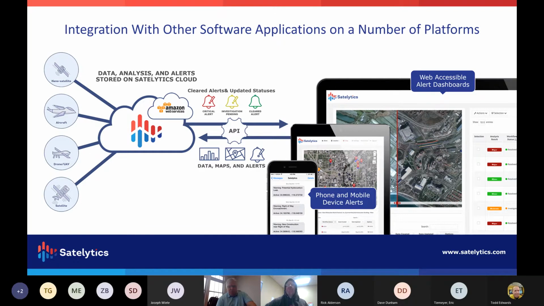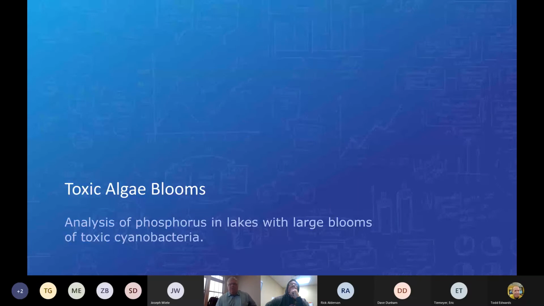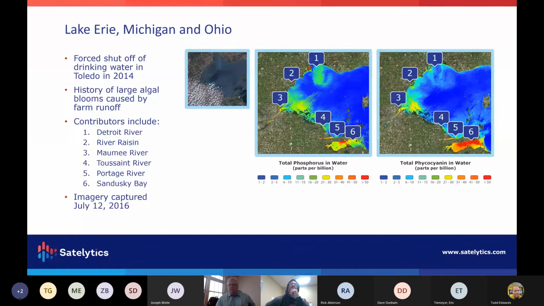So we have a full suite of API and web services that let you extract any of the imagery, any of the analytics, any of the alerts and alarms conditions to feed or accept data, both incoming and outgoing. So our first foray was looking at toxic algae blooms.